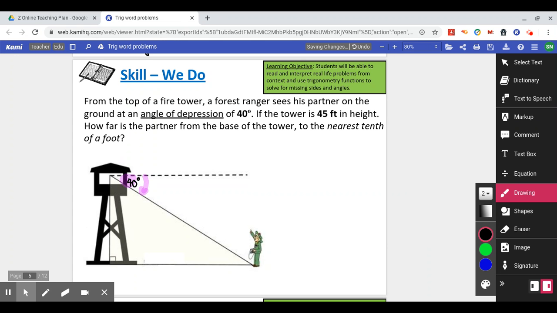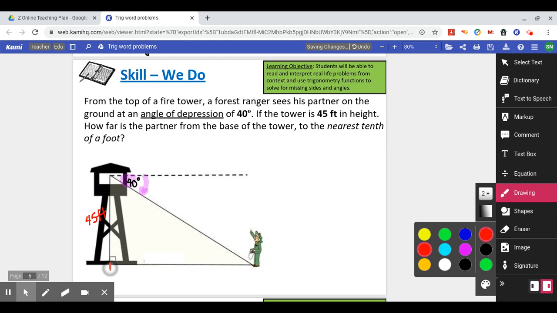Then they tell us if the tower is 45 feet in height, I'm going to label the tower as 45 feet. How far is the partner from the base of the tower? Round to the nearest tenth of a foot. So this is the base of the tower. Here's the partner. They tell us that this distance is what they want us to find. I will call that one X.